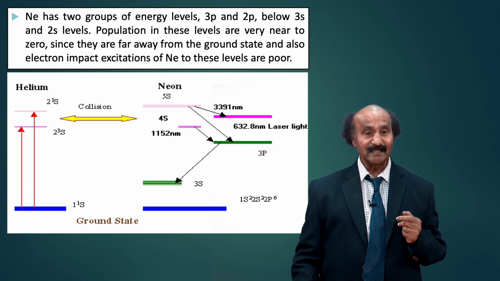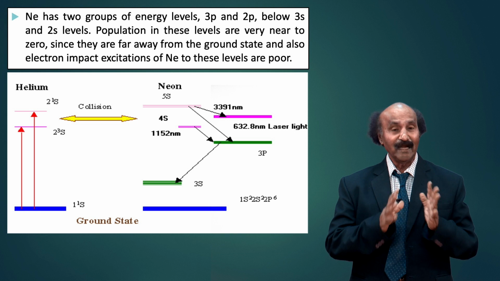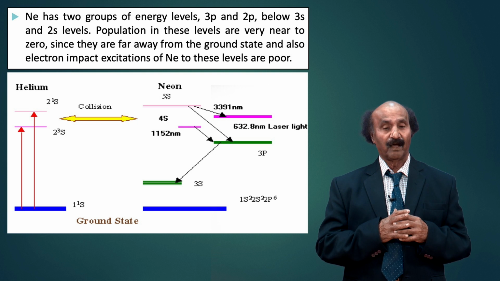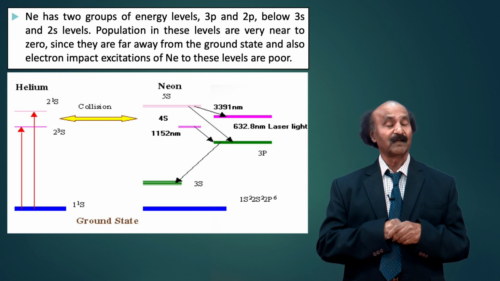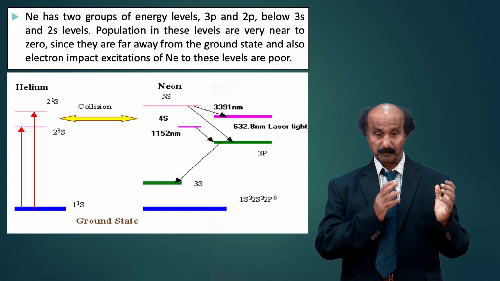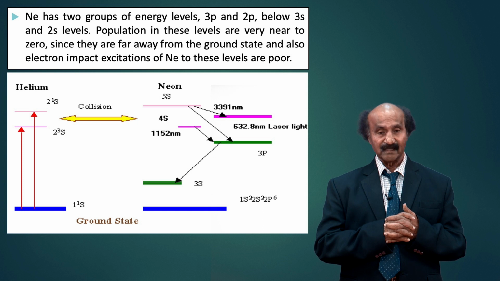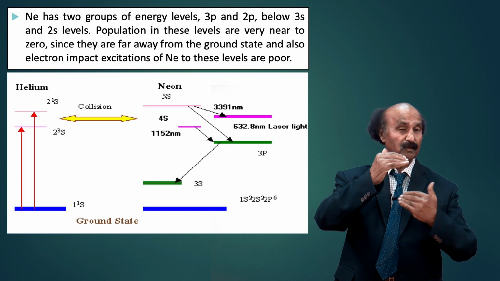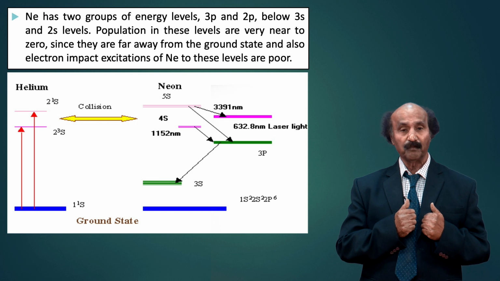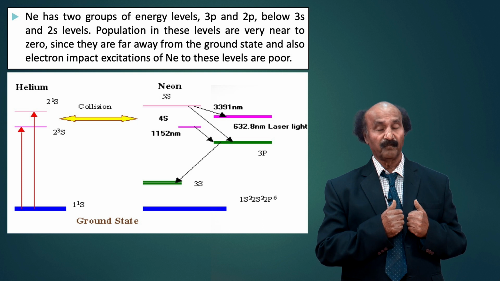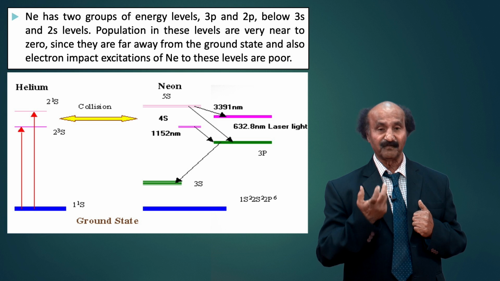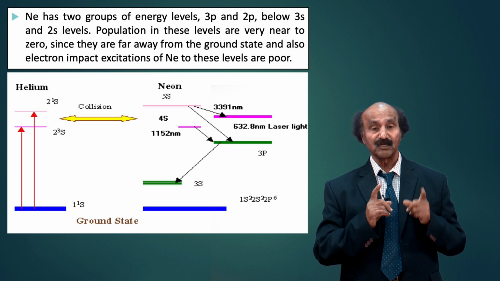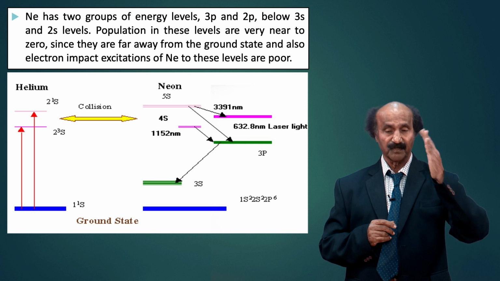This is the energy level of helium on the left side, neon on the right side. All these energy levels are given by spectroscopists: 1s, 2s, 3s, 2 1s. These are the spectral notation. Unless you have studied spectroscopy, you may not be able to understand the significance of this. What is important for us is that these are the atomic energy levels of helium gas.